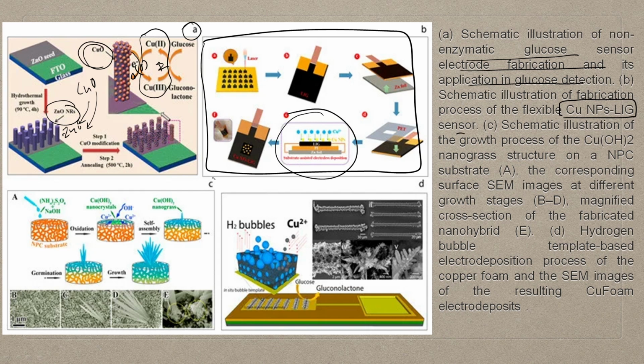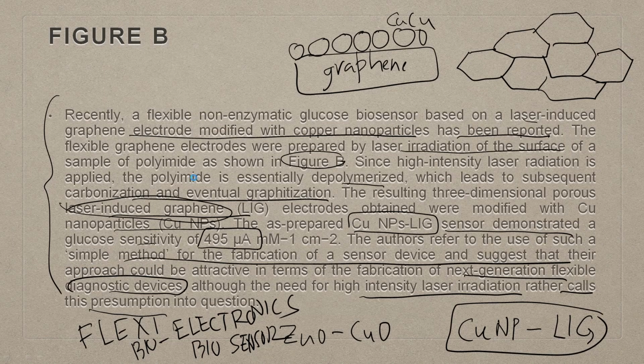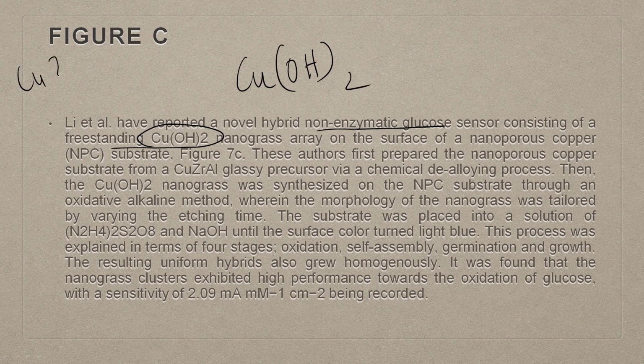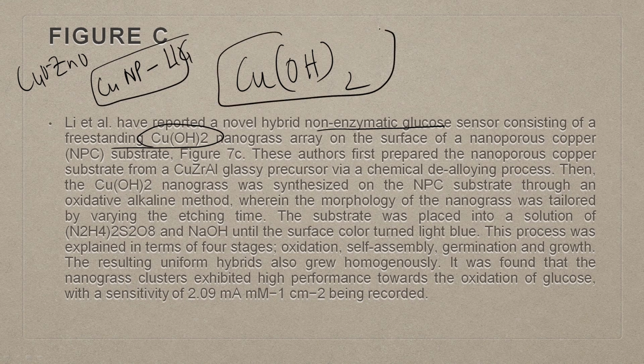Now, next we move to the third sensor, which is a novel hybrid non-enzymatic glucose sensor consisting of freestanding copper hydroxide. So, we started with CuO ZnO, then we moved to copper nanoparticles and laser-induced graphene. Now, we are moving into freestanding copper hydroxide nanograss.